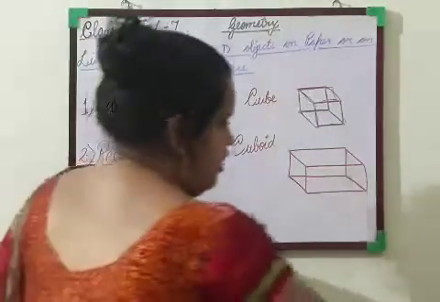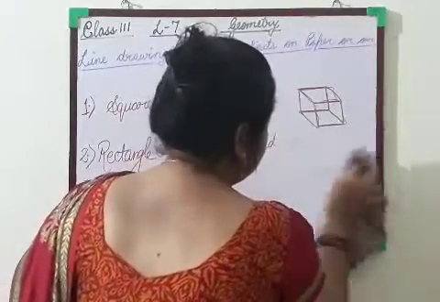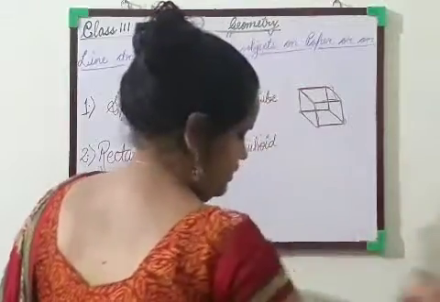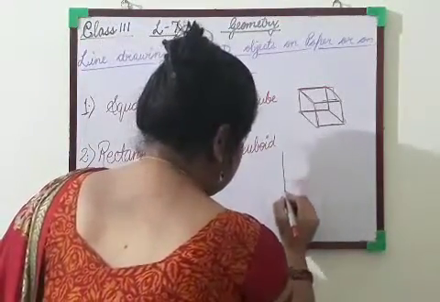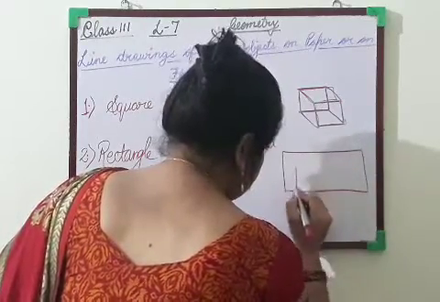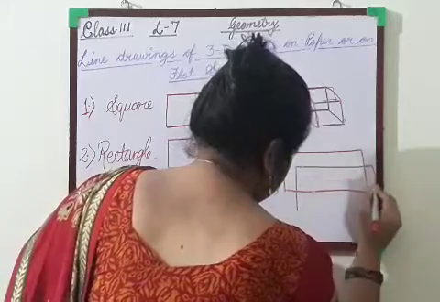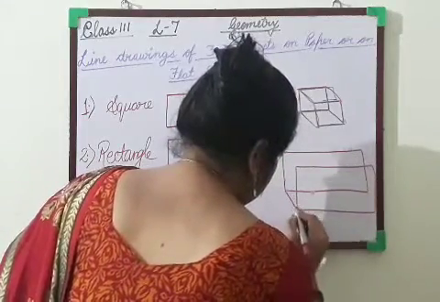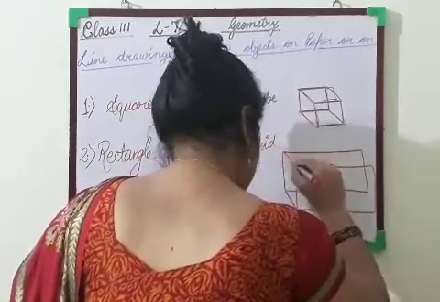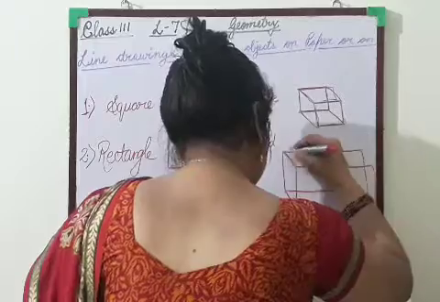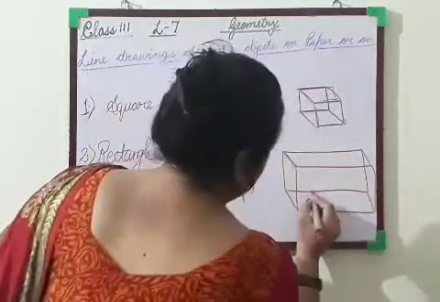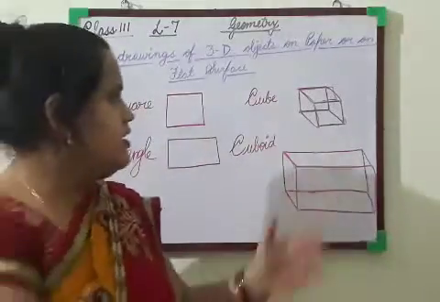Okay. More we can draw. More clearly we can draw it like this. Okay. From wherever we will see, we will find that it is a rectangular shape.